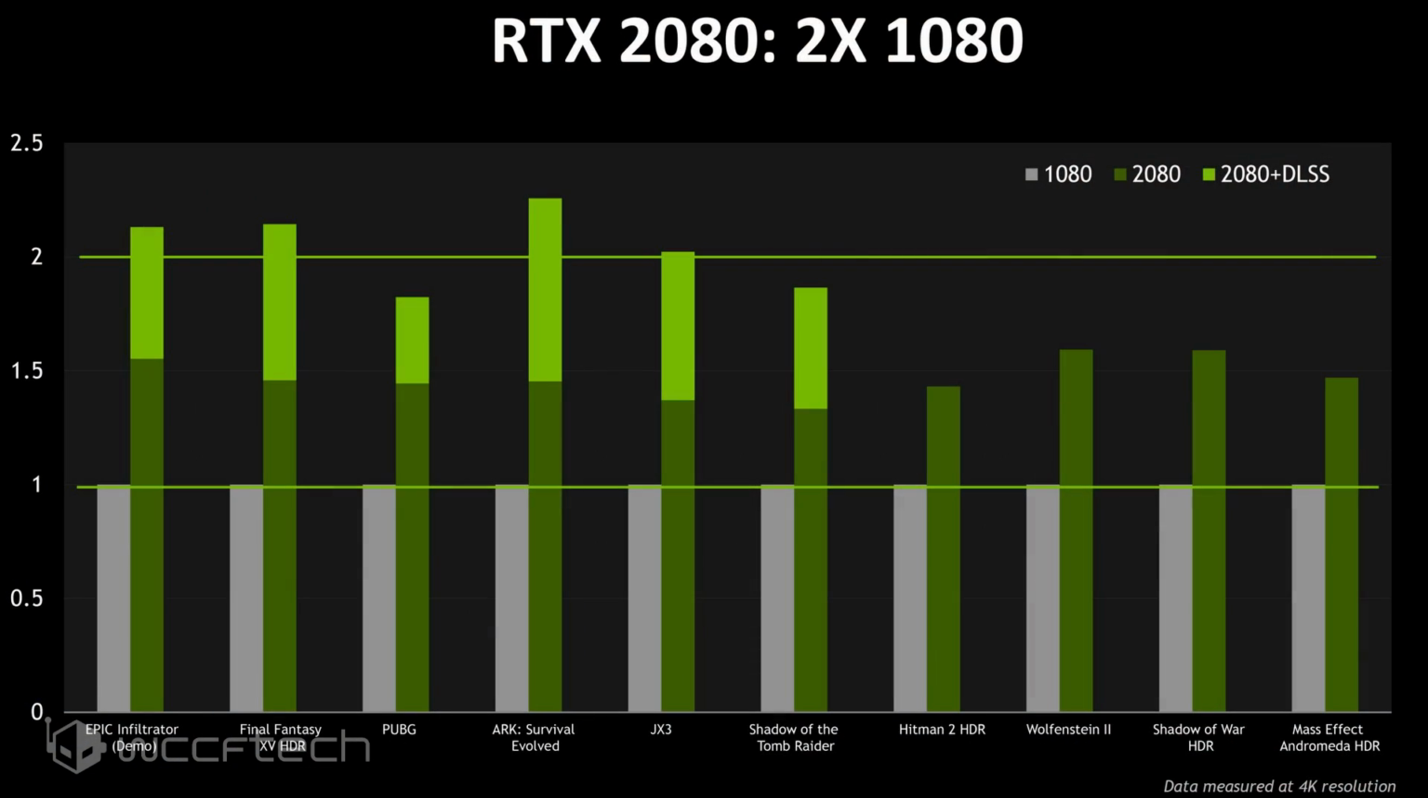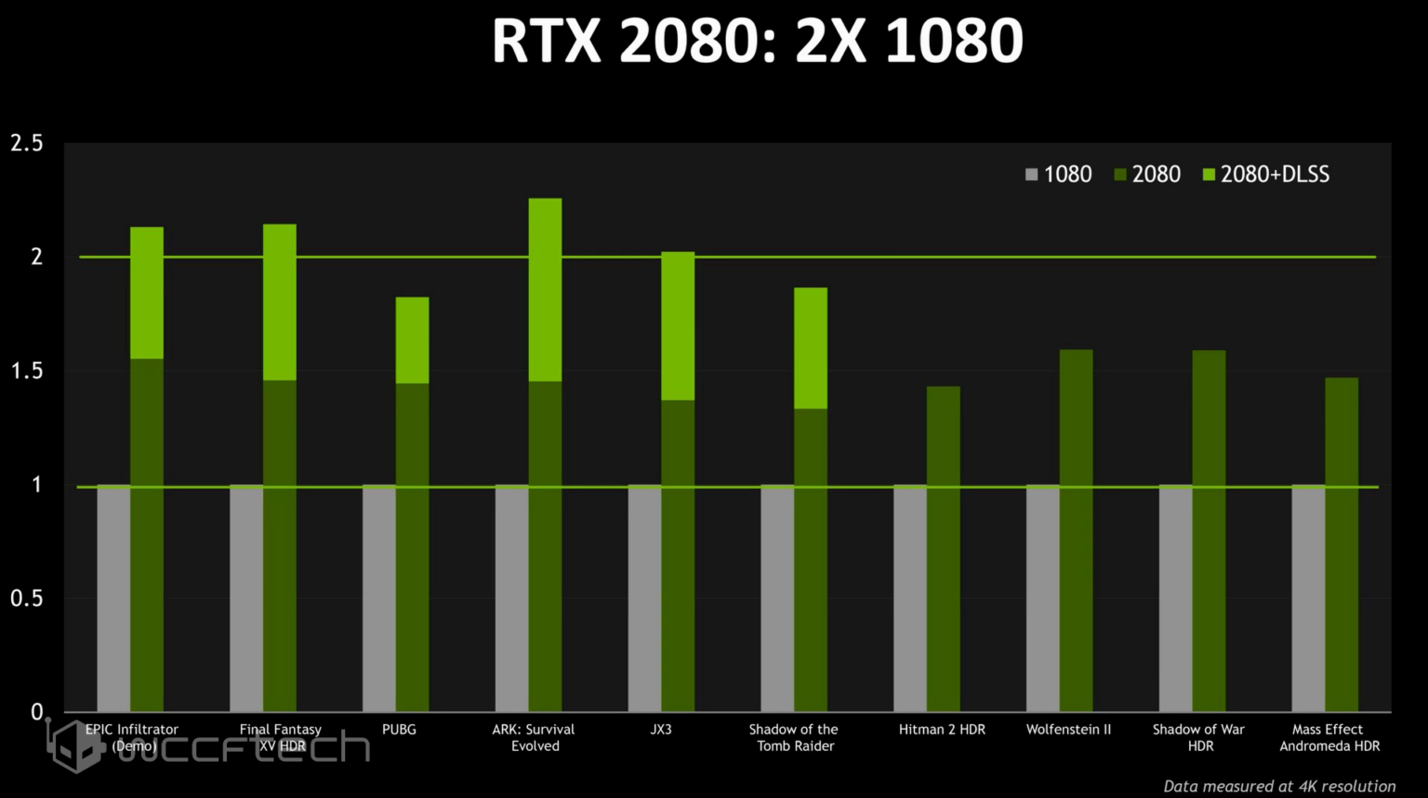But if you take away the DLSS and you look at raw gaming performance, you're seeing upwards to 50% performance increase, and that's in Shadow of War with HDR enabled. Notice that all of these titles, if HDR is available, they're utilizing HDR. So they're not really giving it in its best possible light because it could perform better without HDR on. But here's the problem. Data measured at 4K resolution.